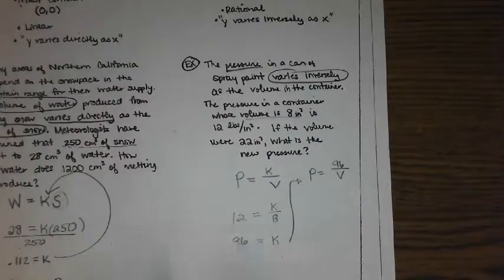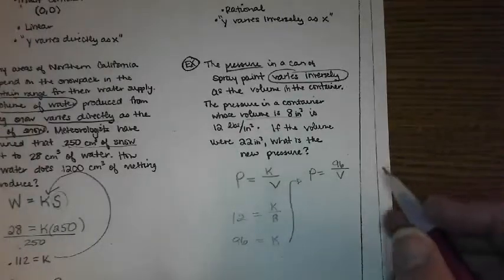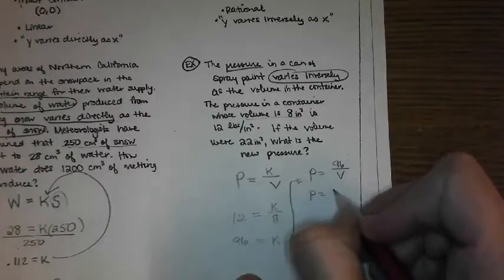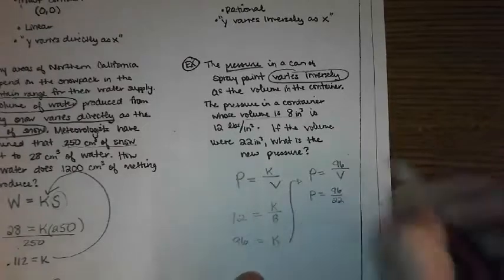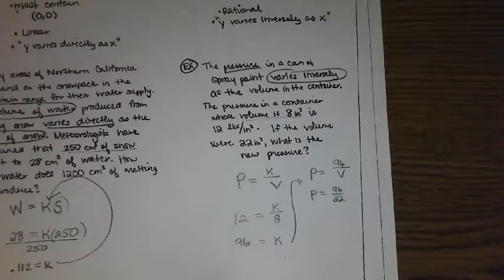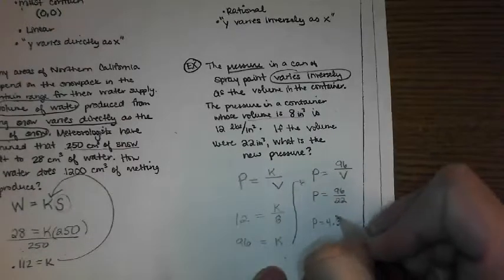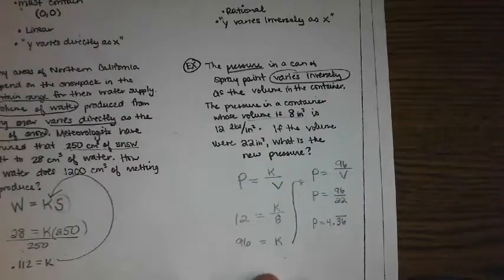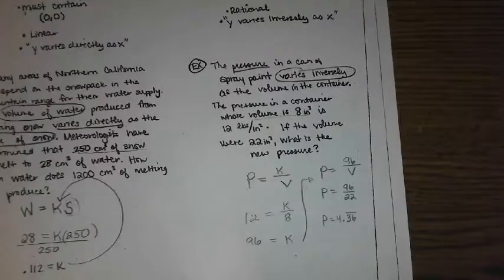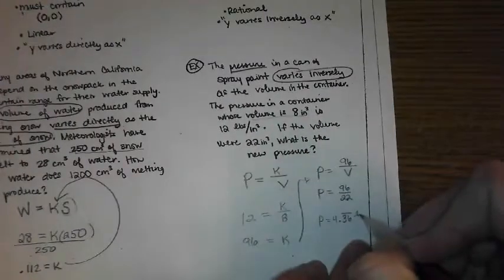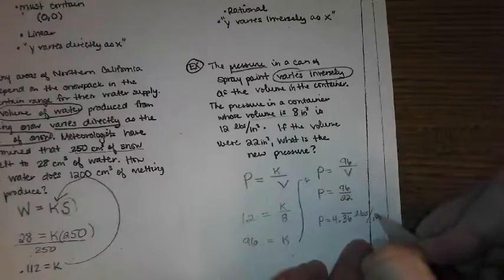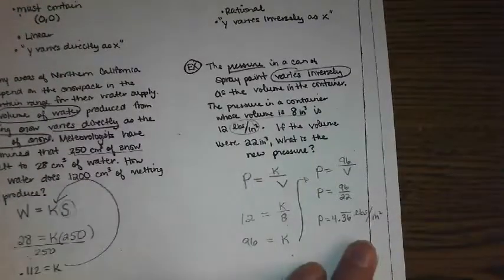If the volume were 22 inches cubed, what is the pressure? So 96 divided by 22, and that's your answer. So the pressure is 4.36. That 36 is repeating on my calculator. And then what's the unit on pressure? Pounds per square inch. Pounds per inches squared. I got that right from the problem.